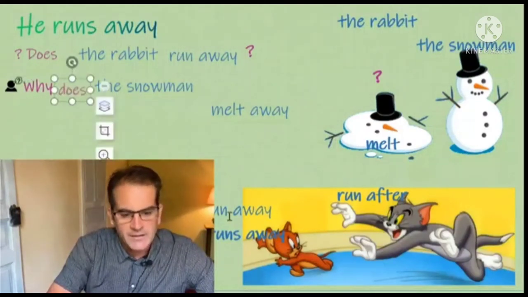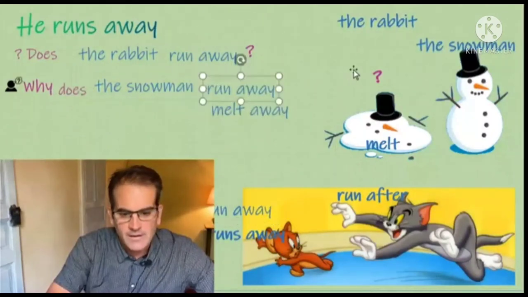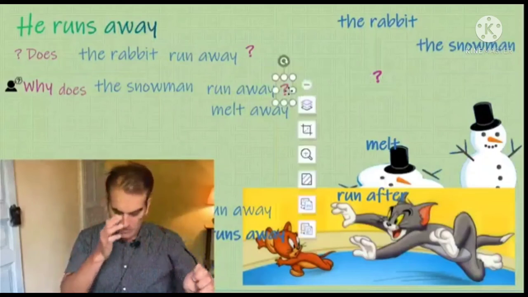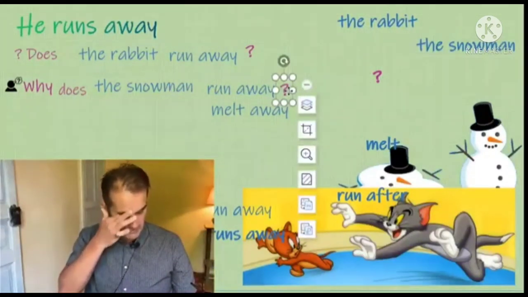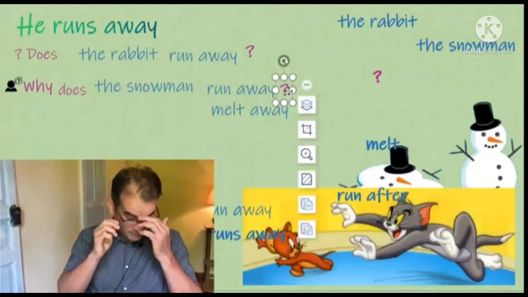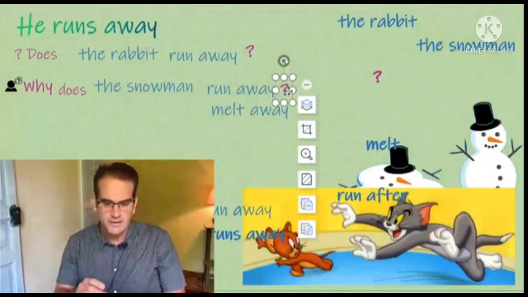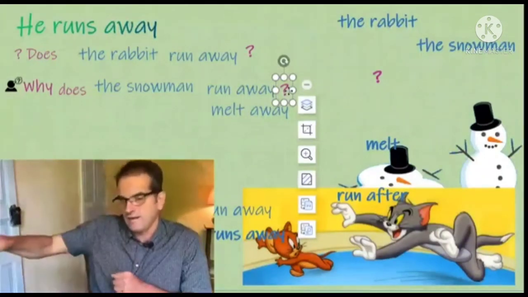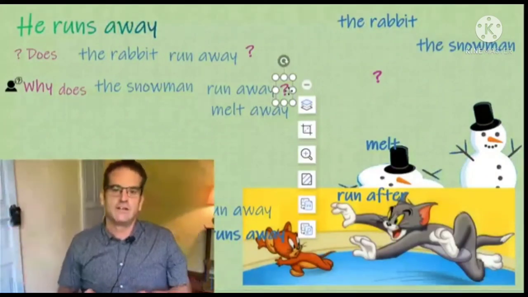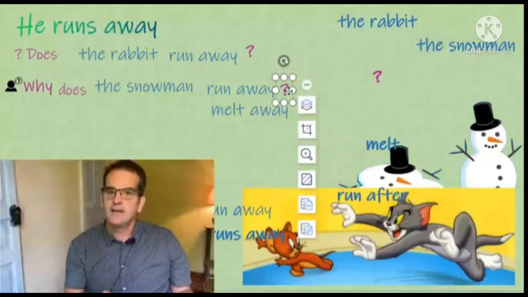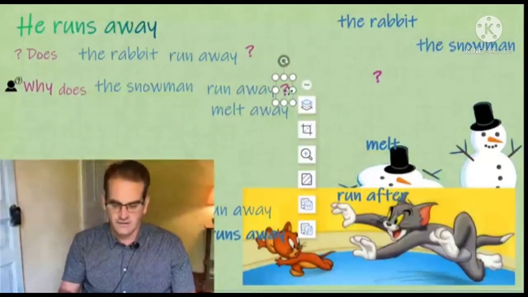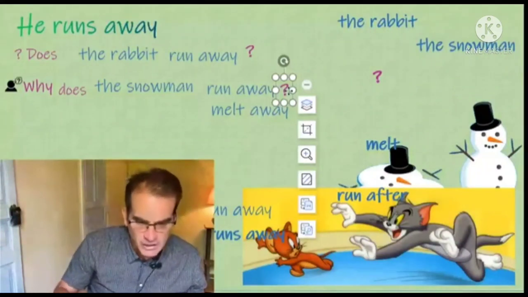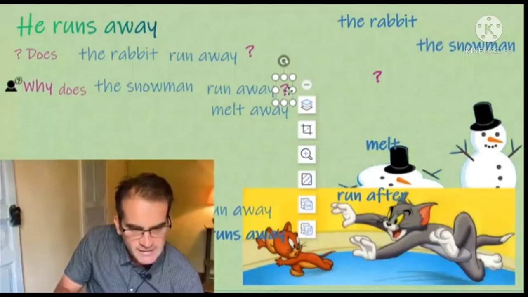Why does the snowman run away? Well, the snowman runs away because the rabbit wants to eat his nose, which is a carrot. Okay, so the snowman runs away because the rabbit wants to eat his nose.